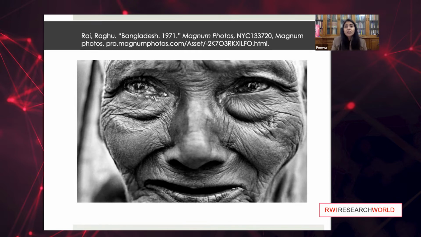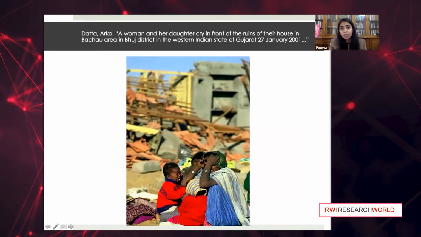This was taken in January 2001. There was an earthquake in Bhuj, and this shows a woman and her daughter crying in front of the ruins of their house in Bhuj district. Now, rather than representing broken buildings or things falling apart or the debris, what the photojournalist really chose to capture was a woman crying, the pain, the loss, the trauma of the earthquake, rather than the other destruction, the economical destruction. It represented the trauma.